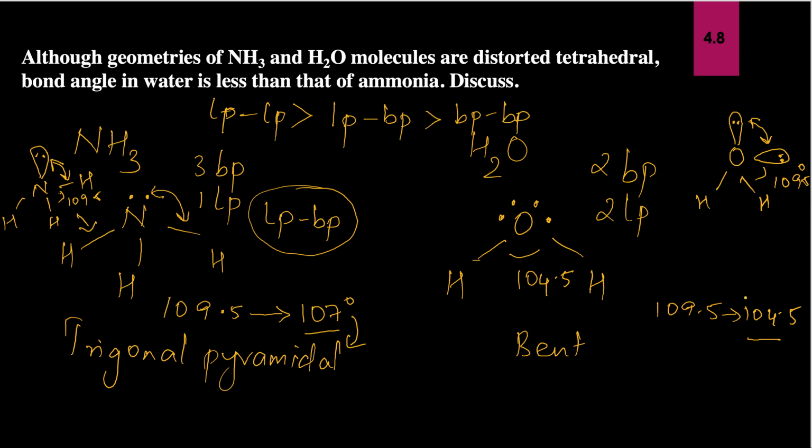So this clearly tells that in the case of water, you have lone pair-lone pair repulsion. Therefore, the bond angle in water is less, because in water it is 104.5, whereas the bond angle in ammonia is 107. This is due to lone pair-lone pair repulsion in water, and in ammonia it is due to lone pair-bond pair repulsion. Okay, because the question is asked comparing both, you need to compare both and then give the reason for it.